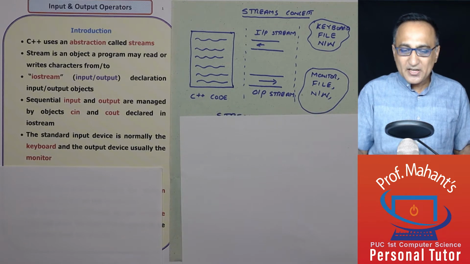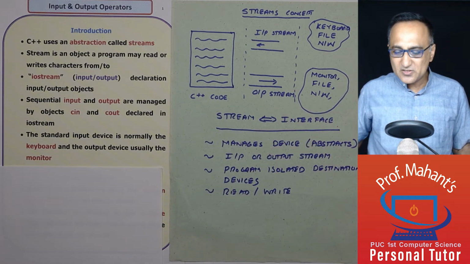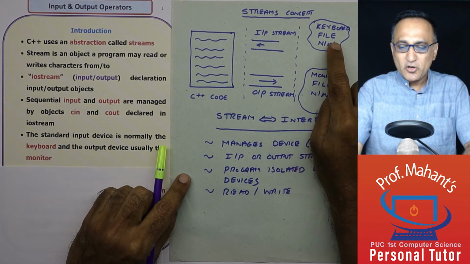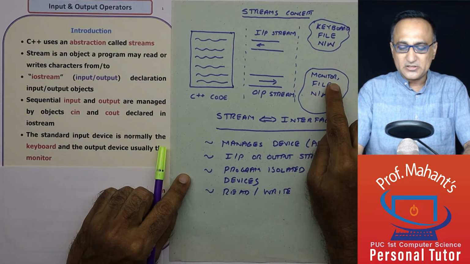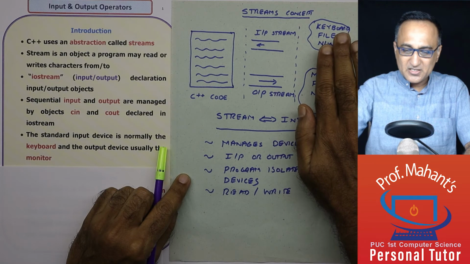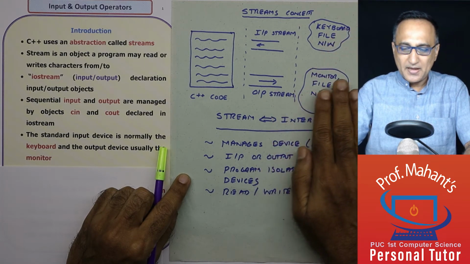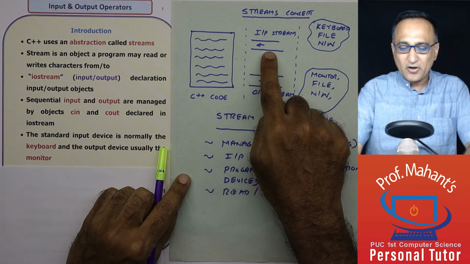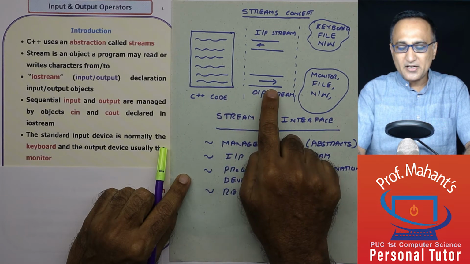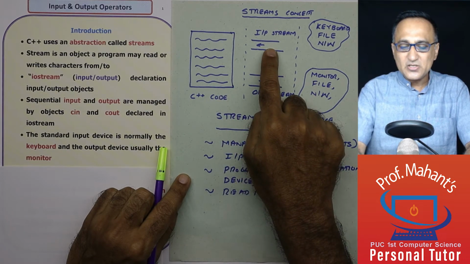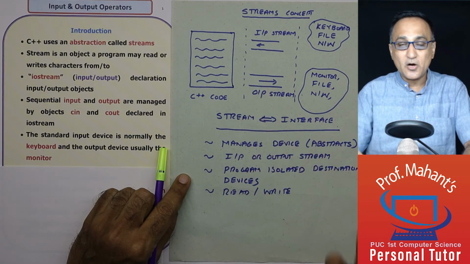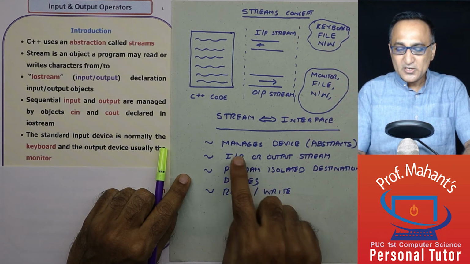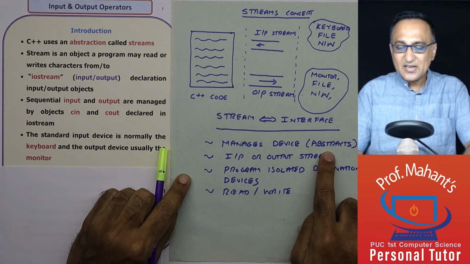Now what is the advantage of this stream? Why is a stream called an abstraction? Because you do not need to know how a keyboard works or how a monitor works. The input stream manages talking with the keyboard, and the output stream manages talking with the monitor. All that your program is doing is reading data from the input stream and providing data to the output stream. That means it is reading using cin and writing using cout without bothering how cin and cout deal with the keyboard, file, and network. Same with monitor, file, and network. So they manage the device complexity.